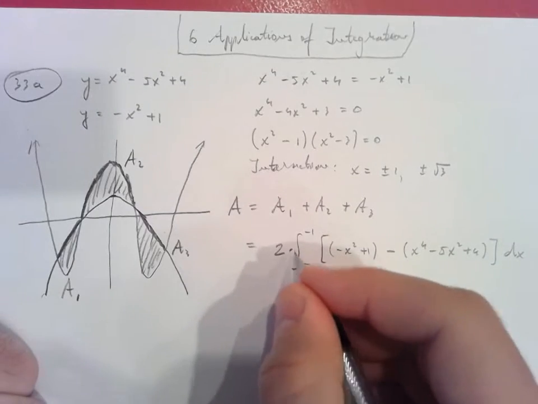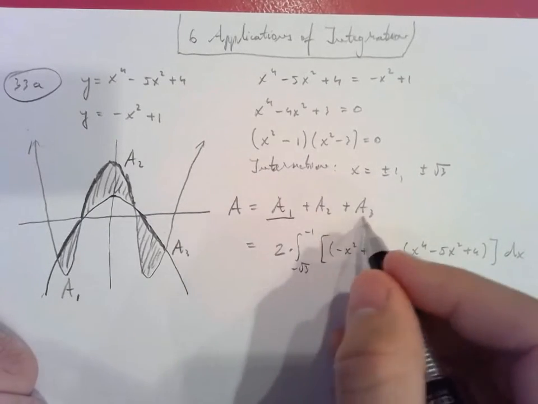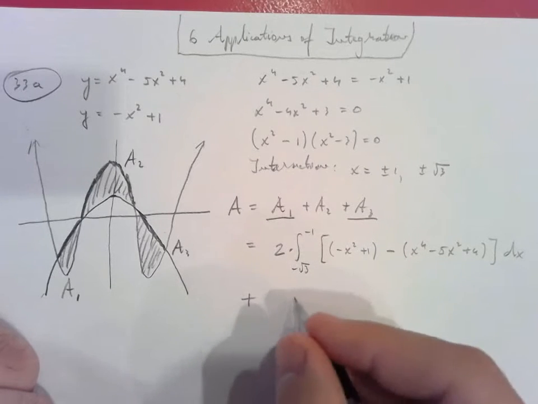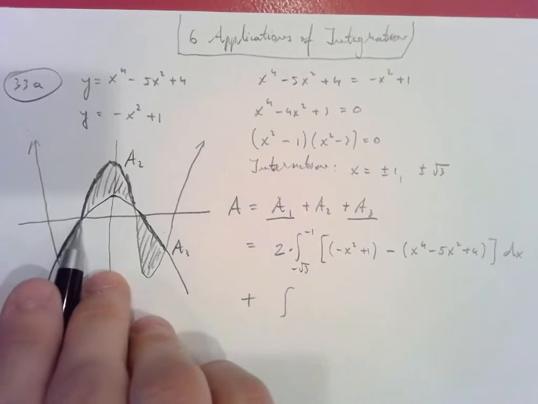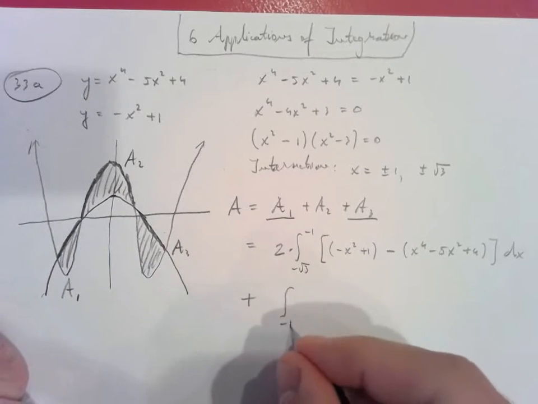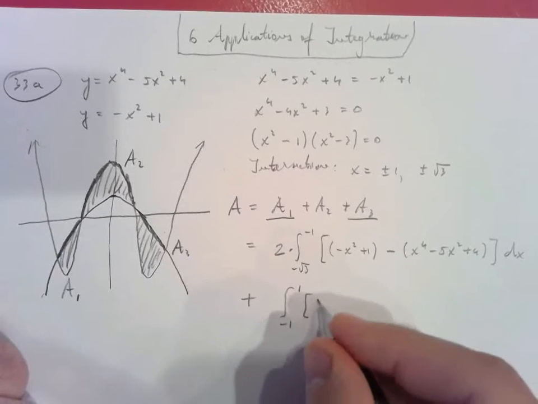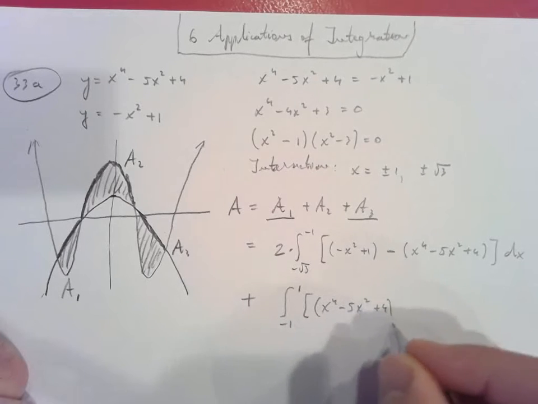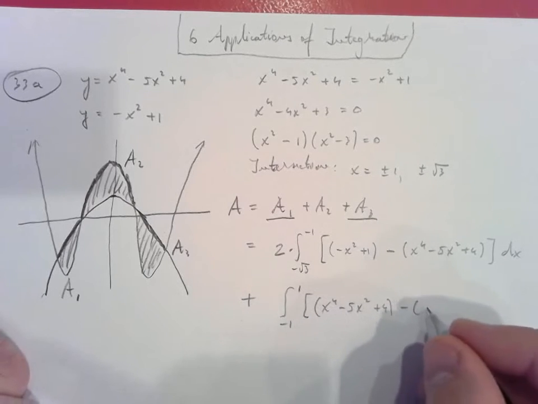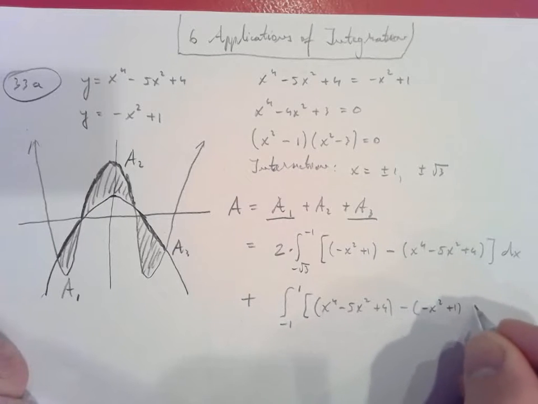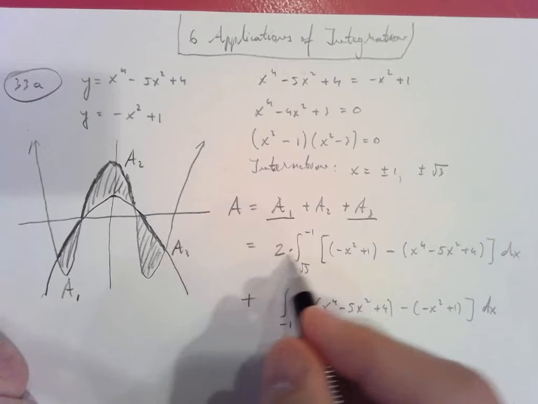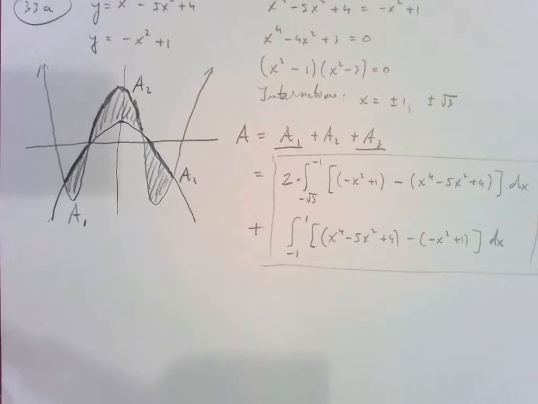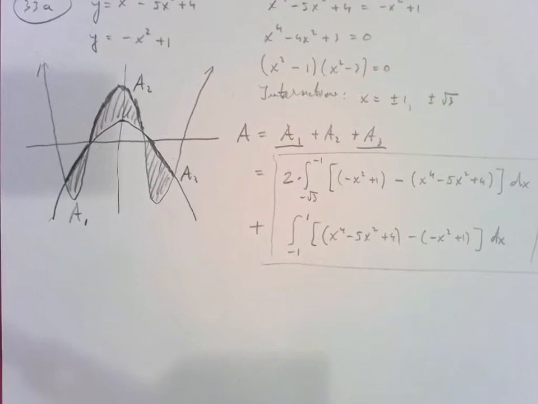Now I'm going to multiply that by 2, and that also gives me the area of region 1 and region 3. But then I have to add the area of region 2, which is the integral between minus 1 and 1 of, now the top curve is going to be the x to the fourth polynomial plus 4 minus the parabola. And that right here is the formula for the total area. Right? It's a sum of three different pieces.